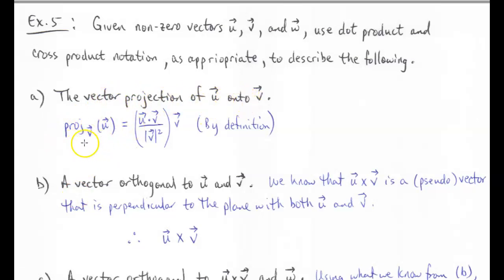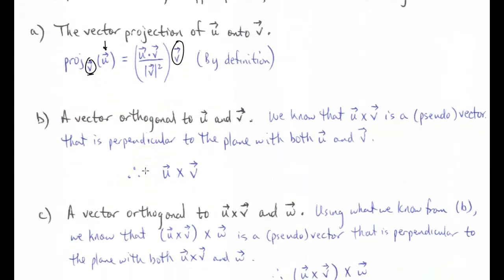And of course, we learned this back when we were studying the dot product. We know the projection of u onto v is just going to be u dot v divided by the magnitude of v squared, and all of that times the vector v. And of course, we put the vector v here since the projection is on this particular vector. And that's what it is by definition.